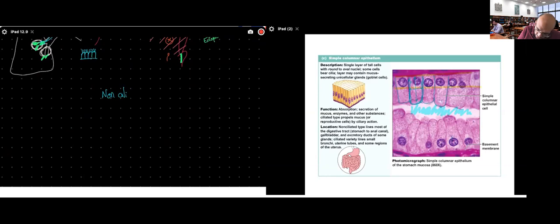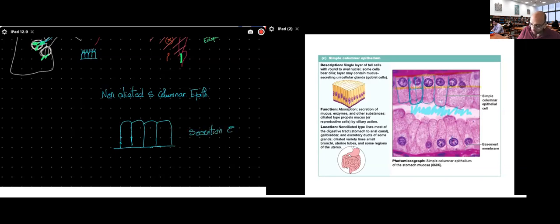The non-ciliated simple columnar epithelium is going to mainly focus on the production of mucus as a secretion. Also, it's going to allow absorption. So simple columnar epithelium, its main function here is to allow secretion and absorption.